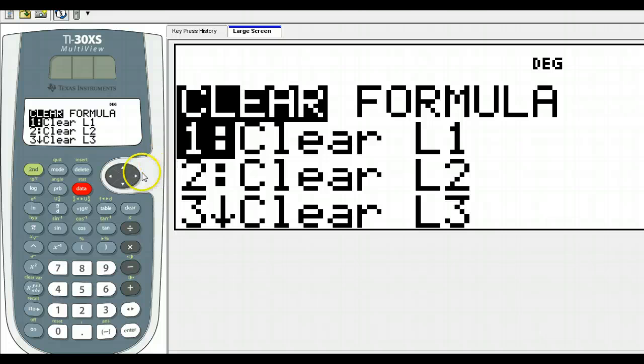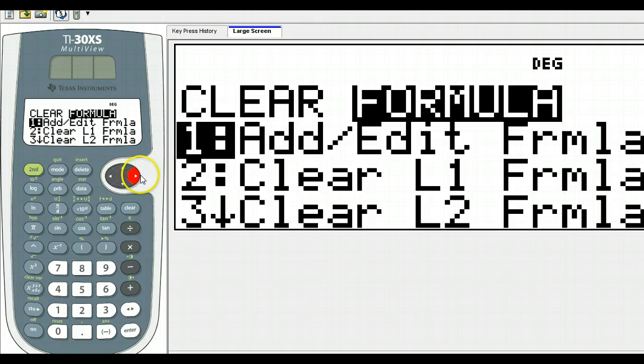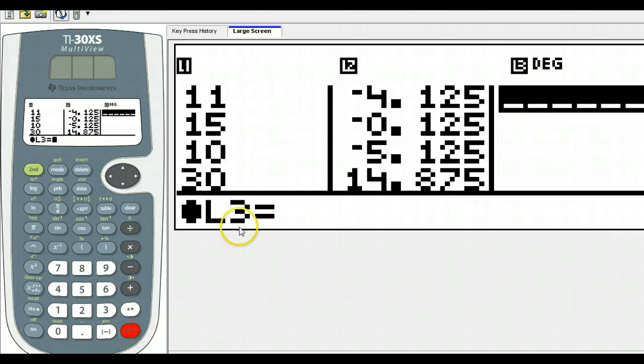We want a formula, so move over to formula. We want to add a formula, so just hit enter. So this formula says list 3 equals, because it's telling us what list 3 is going to become. What do we want list 3 to be? We want list 3 to be list 2 squared. All right, we're squaring all of these. We're squaring list 2. So we need this to say list 3 equals list 2 squared.